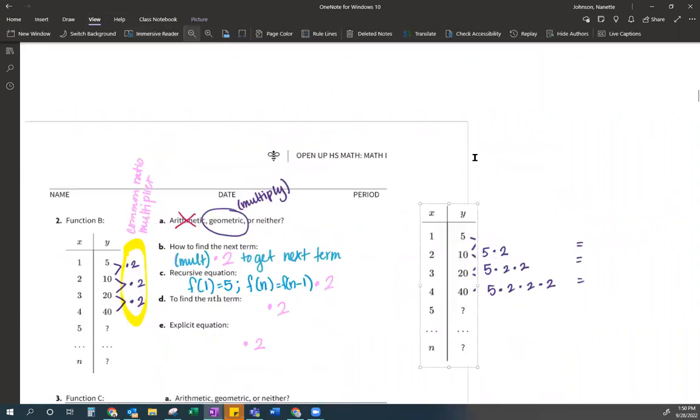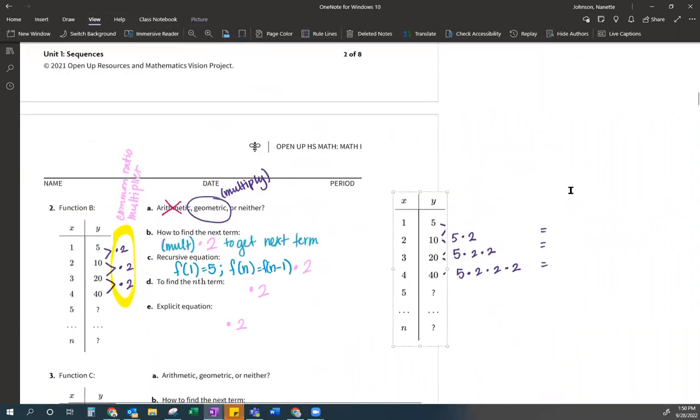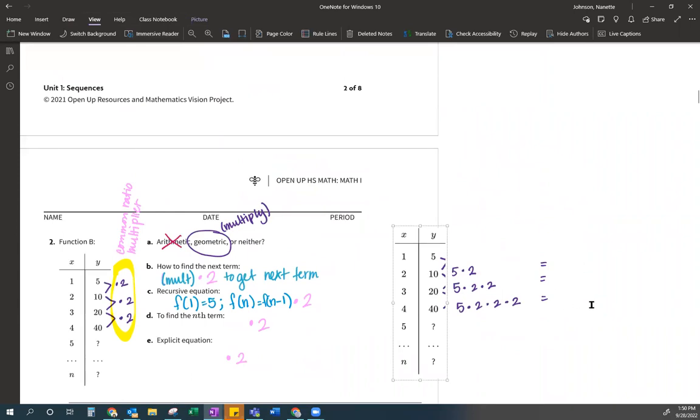Can you try writing your geometric equation right here for me? If you're wondering what I'm talking about, I'm asking you what stays the same. Oh, Ms. Johnson, I see that 5 and the 2. Very good. 5 times 2, good. 5 times 2, good. 5 times 2, good. Now, what changes is how many factors I have. So I need an exponent here, right?